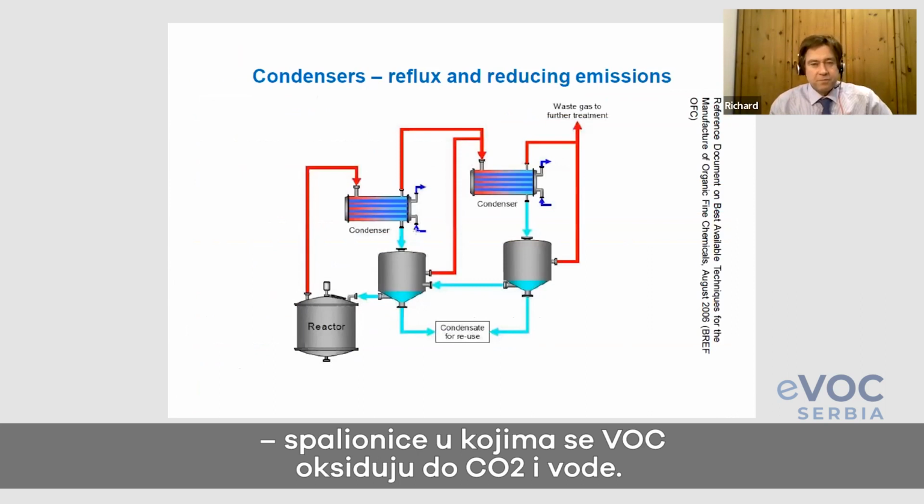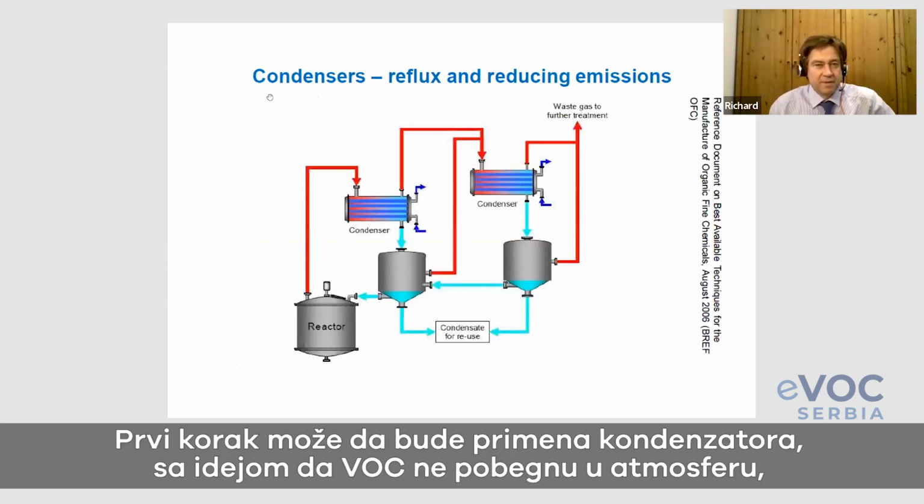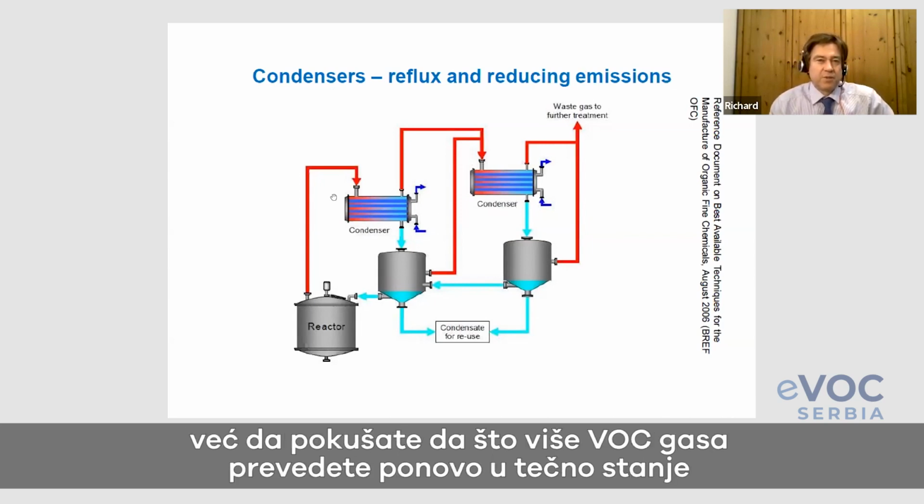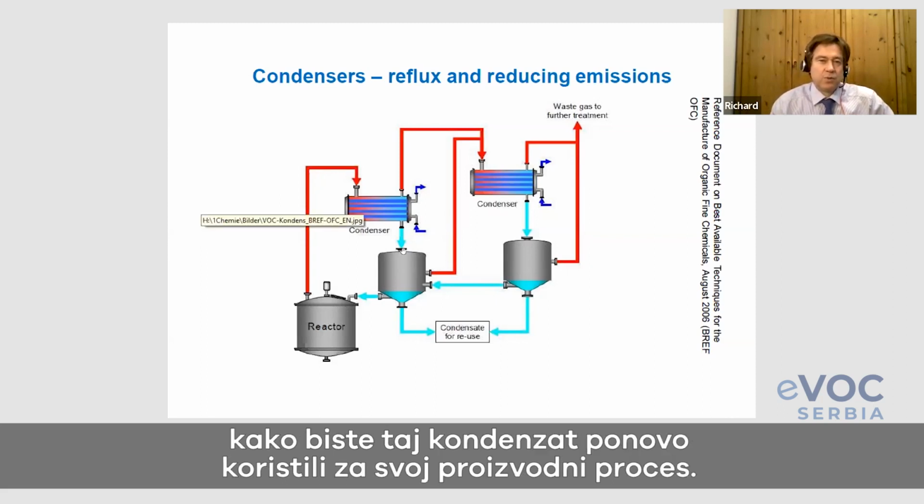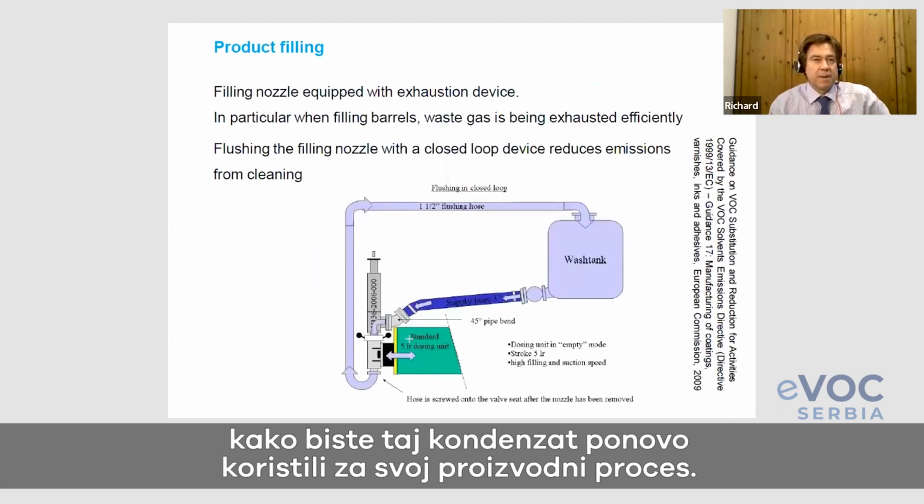So a first step can be the application of a condenser, where you try that the VOCs will not escape to the atmosphere, but you try to get out as much of the VOC gases as possible and make them liquid again. So you can use this condensate again for your production process.